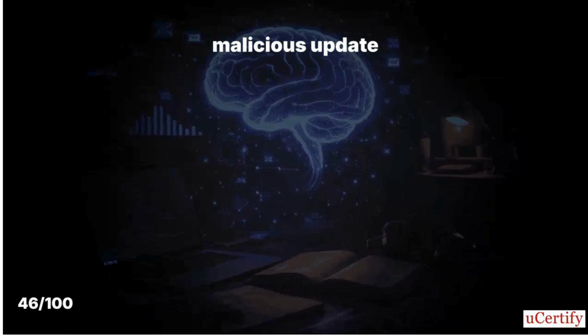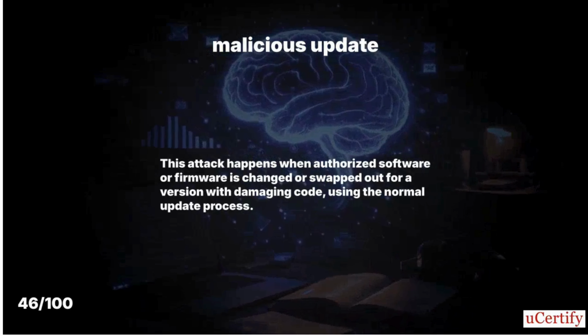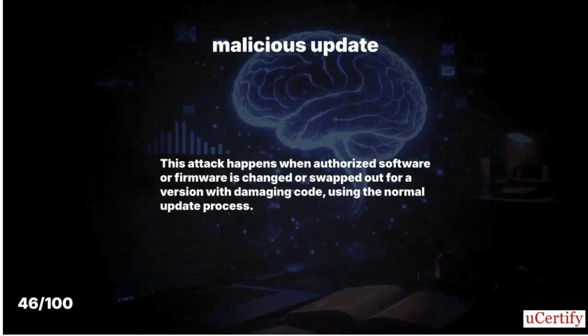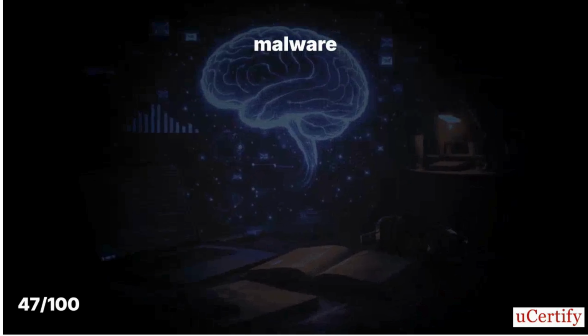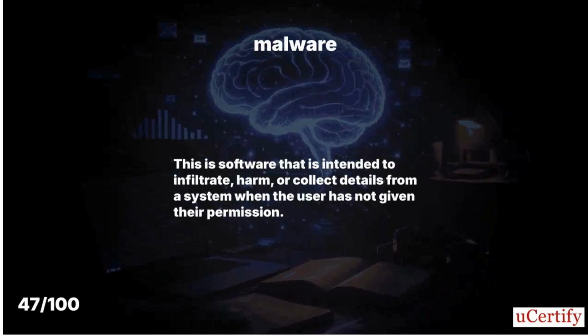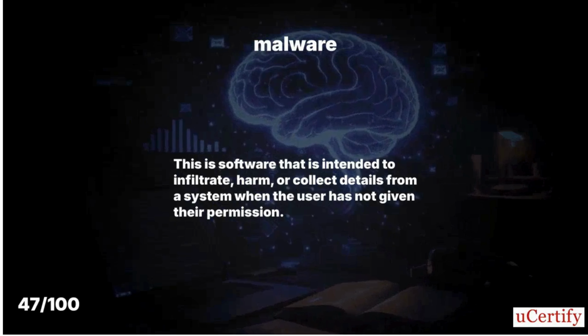Malicious update. This attack happens when authorized software or firmware is changed or swapped out for a version with damaging code, using the normal update process. Malware. This is software that is intended to infiltrate, harm, or collect details from a system when the user has not given their permission.